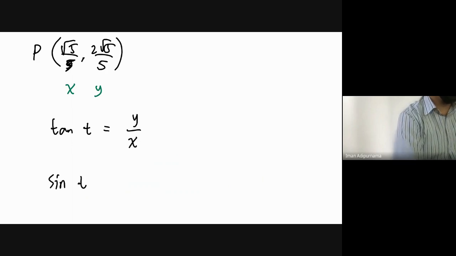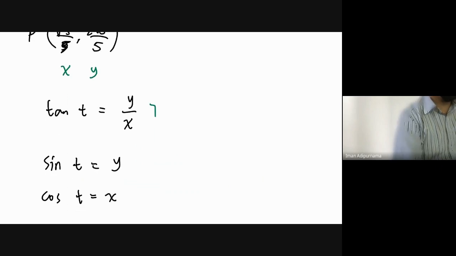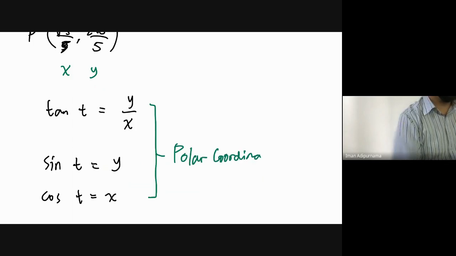And the last one. Remember, this is x, y. Tangent is y over x. Let me write all. Tan t is y over x, cos t is x. Because this is important when we learn later about the polar coordinates.